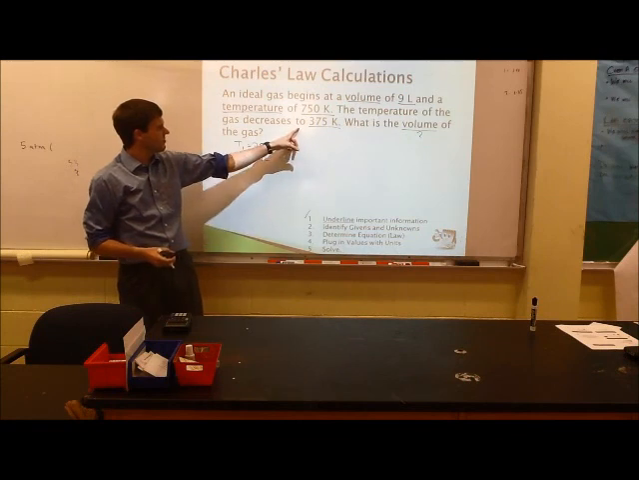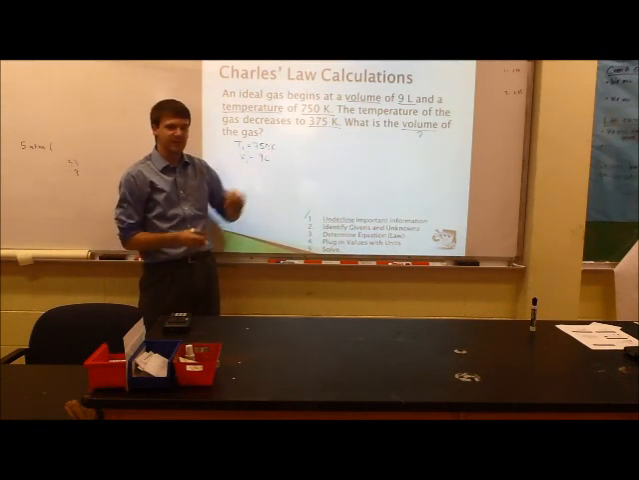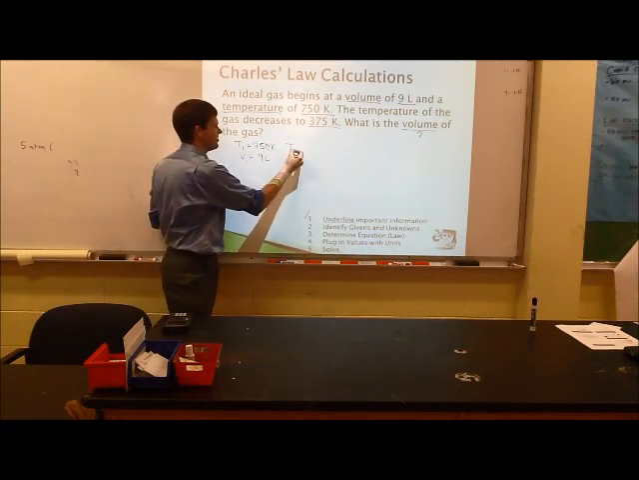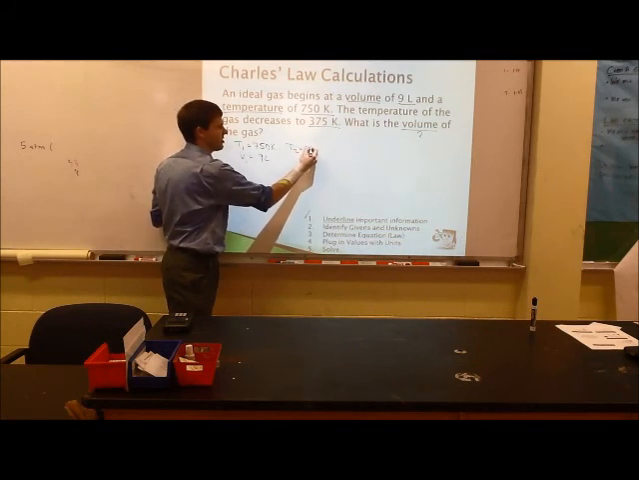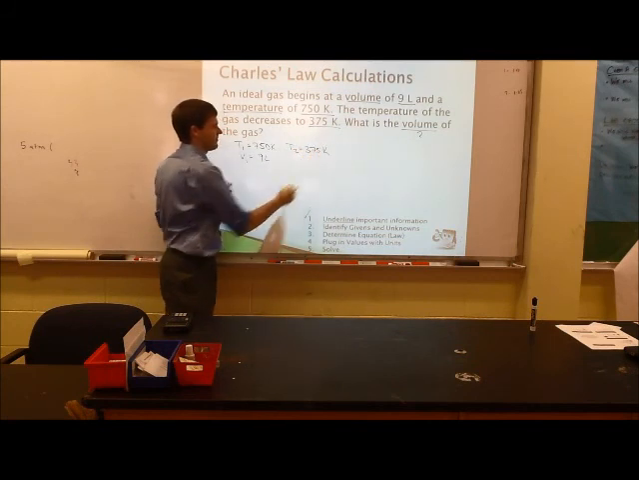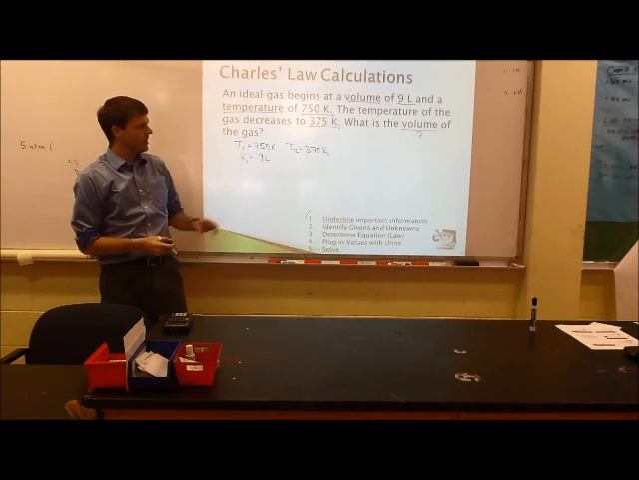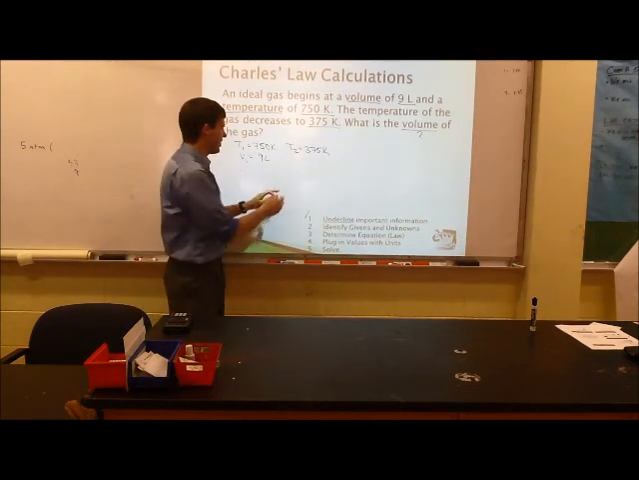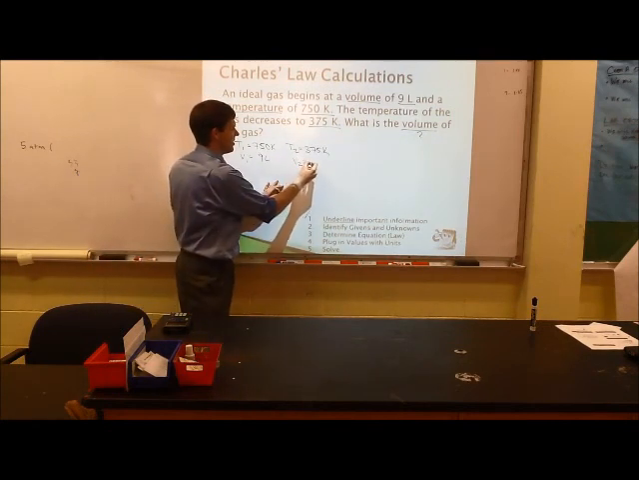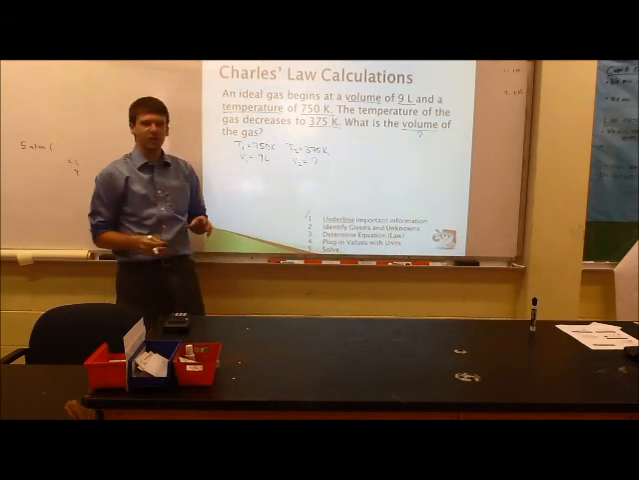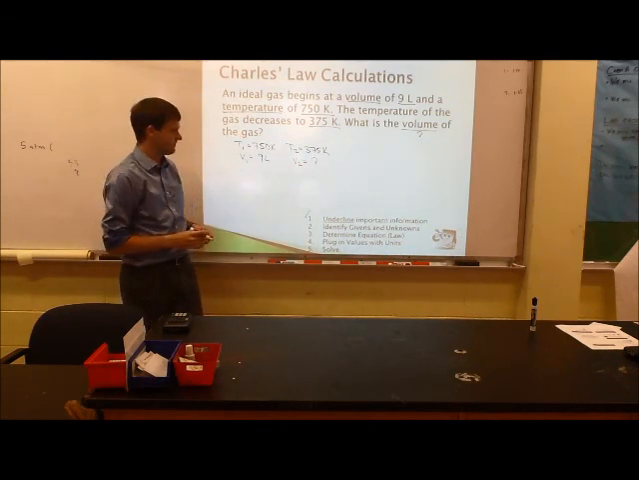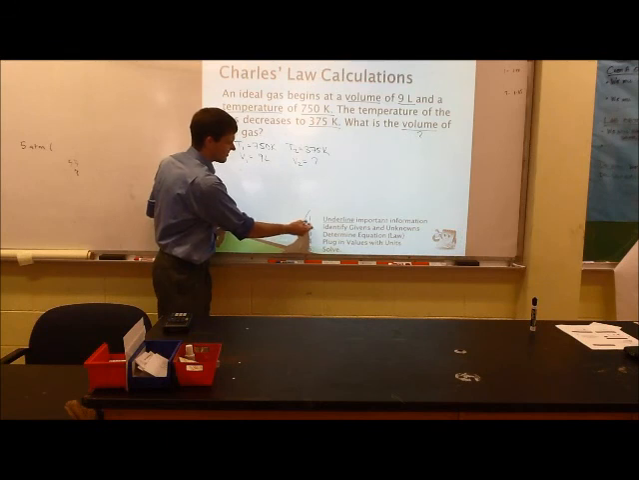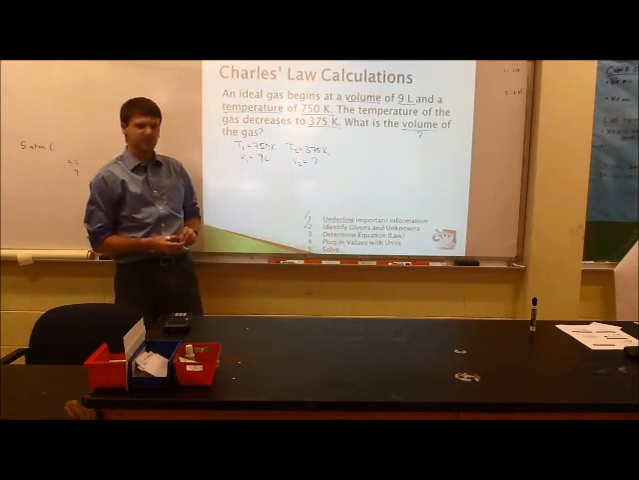We also see that the gas decreases to a different temperature. That will be our T2, and that will be 375 Kelvin. And again, I already put a question mark. That will be our V2, and that's our unknown. So we are trying to find V2. So that gives us our givens and the unknowns.